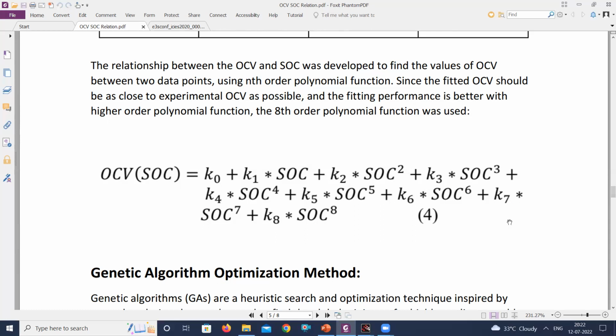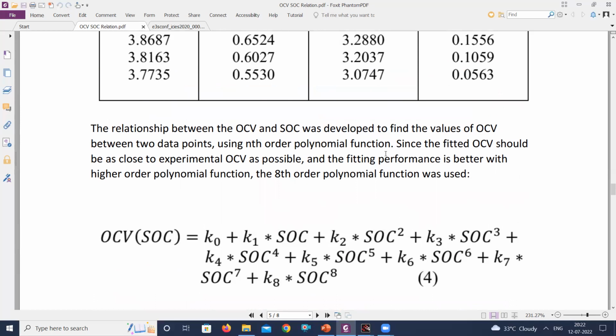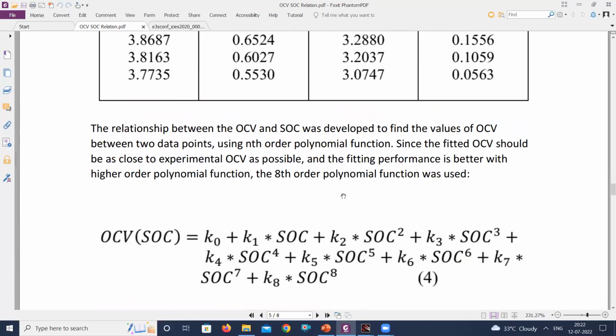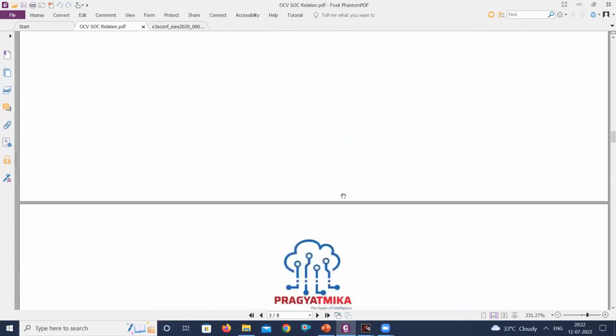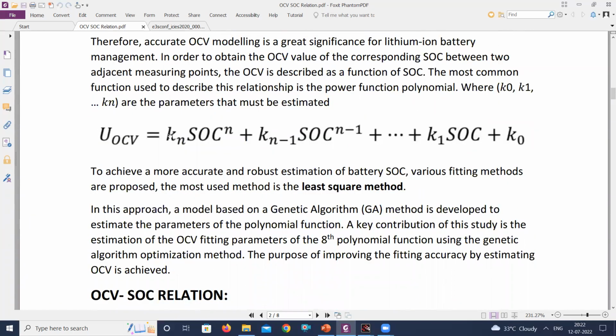So using this genetic algorithm, this is the data set we have. Based on this, we are going to get a relation between our open circuit voltage and the SOC. So this is the formula, which I had shown you earlier. This is the relation, root of it. Yeah, this is the relation actually.